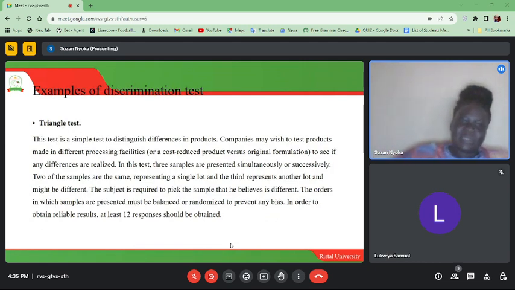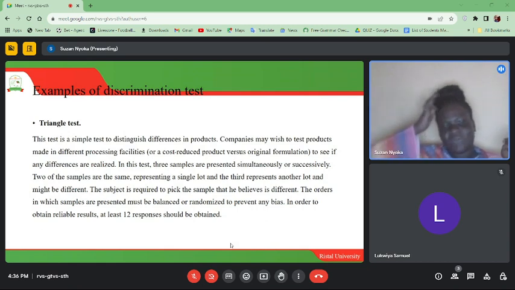This test is a simple test to distinguish differences in products. Companies may wish to test products made in different processing facilities, or a cost-reduced product versus the original formulation, to see if any differences are realized. In this test, 3 samples are presented simultaneously or successively. 2 of the samples are the same, representing a single lot, and the third represents another lot and might be different. Then the subject is required to pick the sample that he believes is different.